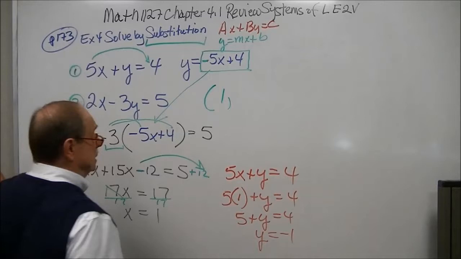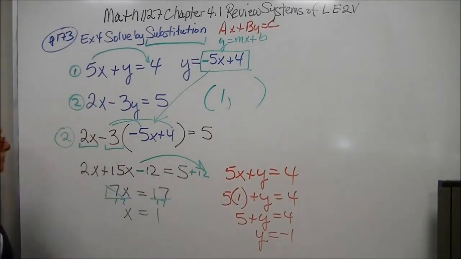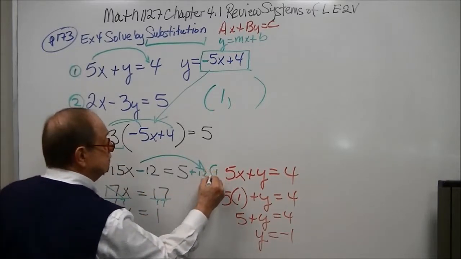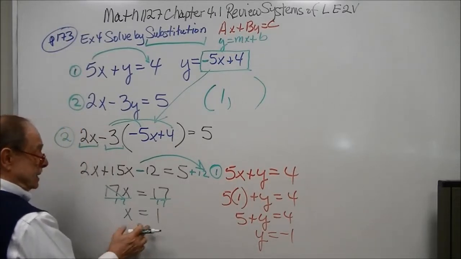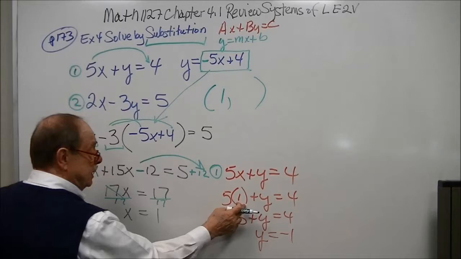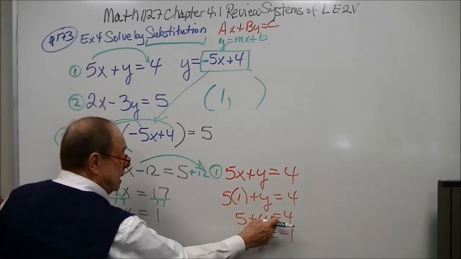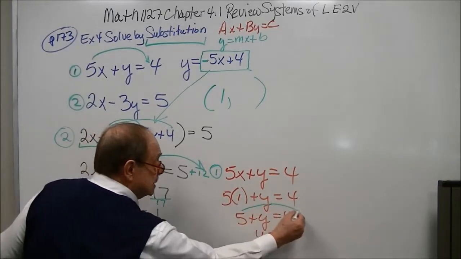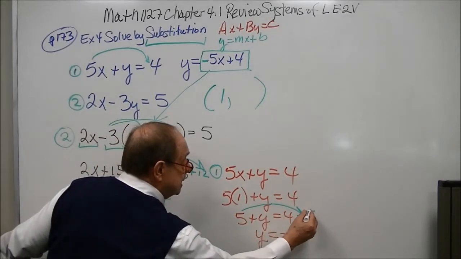So now we have one of our ordered pair members. We have a 1. What we don't have is the y yet. So I'm going to take equation 1, rewrite it. I now know that my x value is 1. I put it there. 5 times 1 is 5. y equals 4. Now I want to solve for y. So I transpose my 5. On this side it becomes a -5.